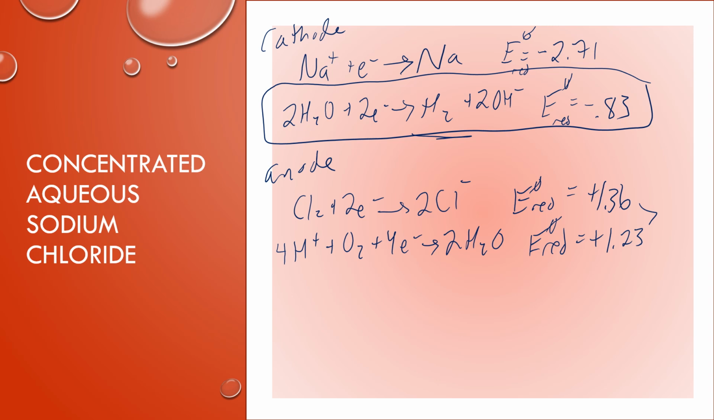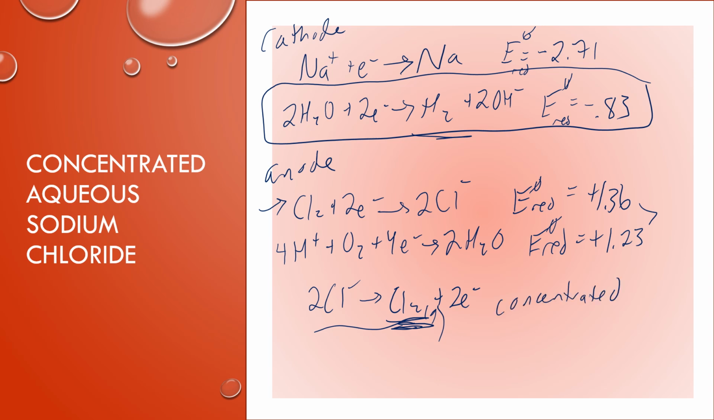Based off of the fact that when this reaction occurs as an oxidation, so two chlorides go to Cl2 plus two electrons, you're forming this chlorine, which is a gas, which can leave the solution. This is a relatively more favorable reaction when you have concentrated solutions, because it's forming that relatively stable chlorine gas.